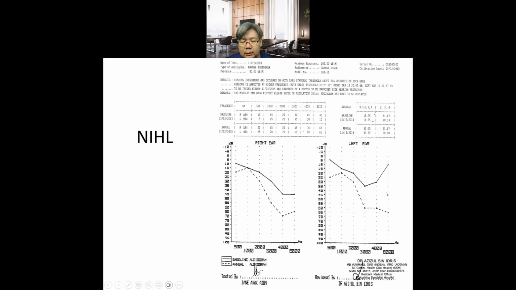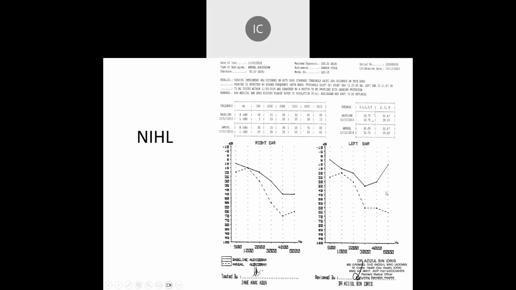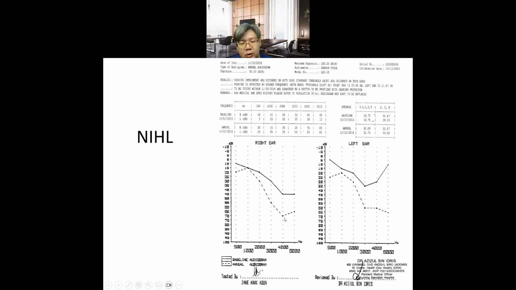In this case, roughly, yes, this is a noise-induced hearing loss. Sometimes the notch will be at 3 kilohertz, sometimes 6 kilohertz. Say the notch is at 6 kilohertz going down until here. I don't know whether it's going up or not because there's no 8 kilohertz, so this audiogram is actually not good.